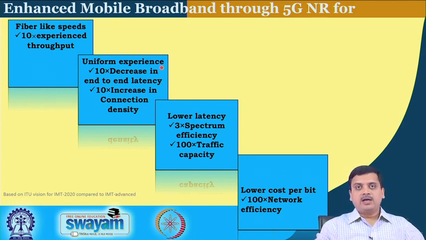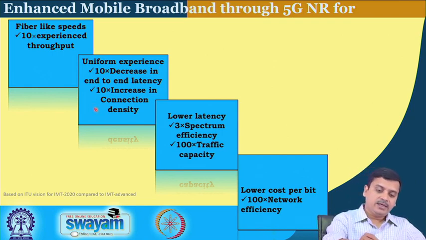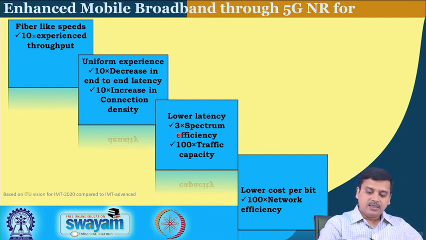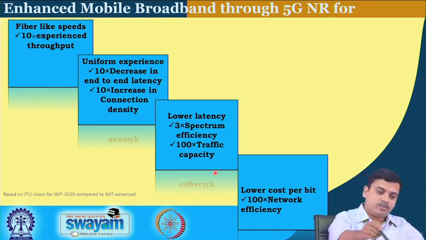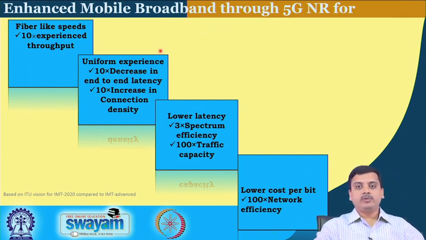Unlike wireline, in wireless, as we have seen, the connection density can also be different, and there are different new applications that are coming up. So, you would like to have uniform experience under all these conditions in the category of enhanced mobile broadband. Lower latency is expected, higher spectral efficiency is required to be supported, and huge enhancement in the traffic capacity is supposed to be supported, again because the multimedia services that are going to come in are expected to be more rich in content.